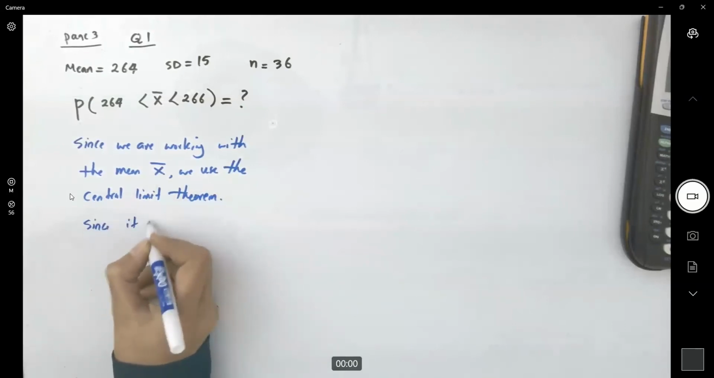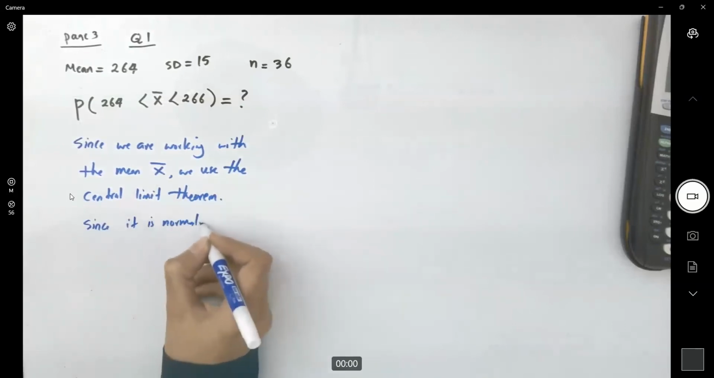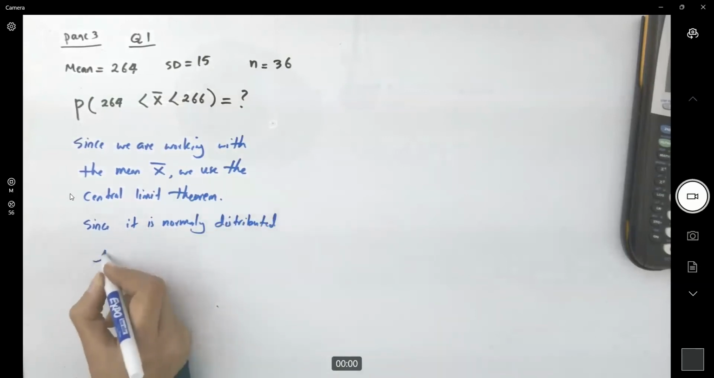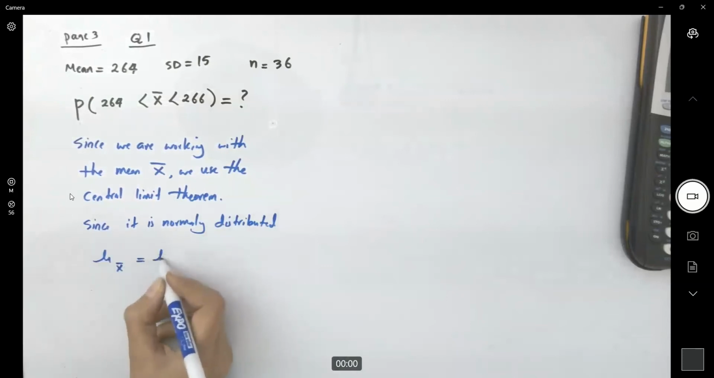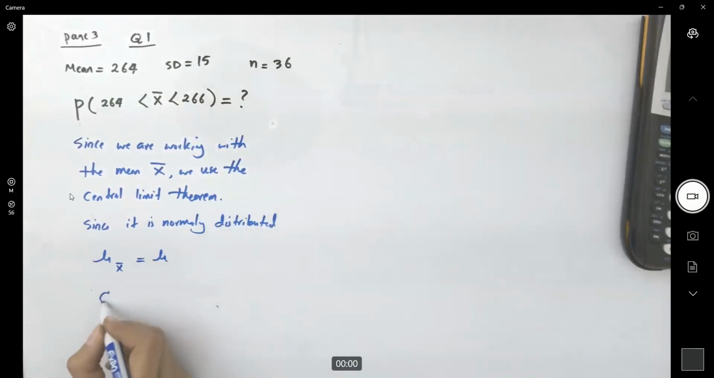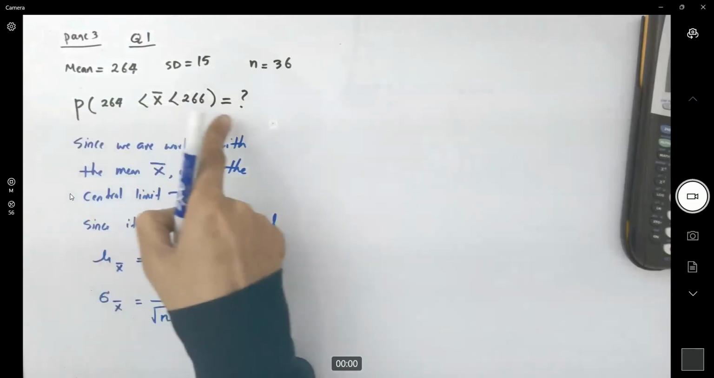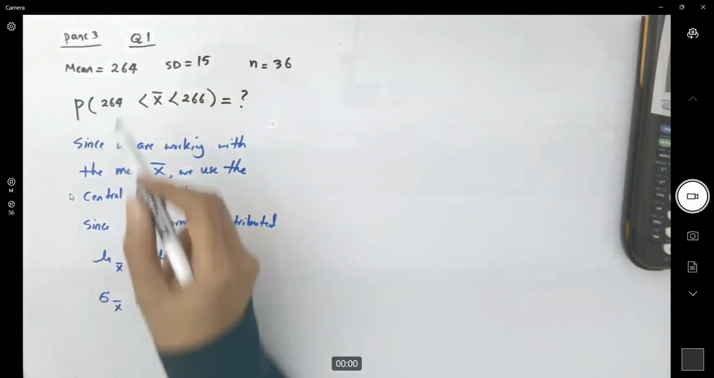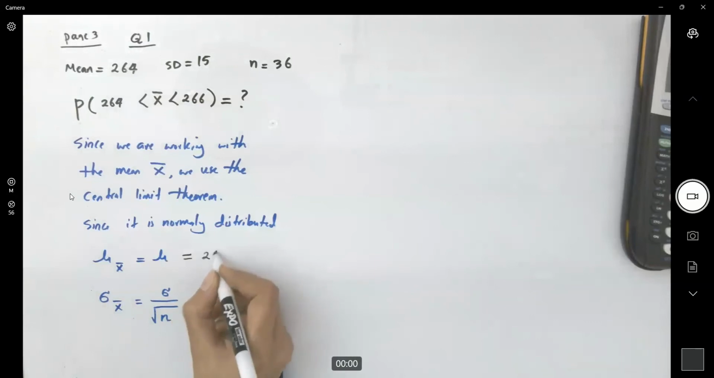Since it is normally distributed, mu sub X bar is equal to the mean of the population, and the standard deviation is the standard deviation of the population divided by square root of n. Remember that before finding the probability, we need to know what is the mean, what is the standard deviation. So let us do the calculation. The mean of the sampling distribution of sample means is the same as the mean of the population, which is 264 days. Okay, very good.